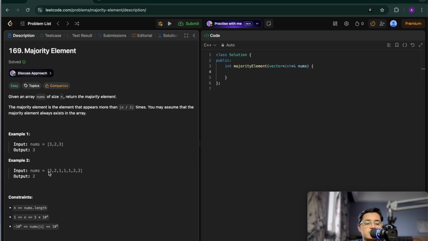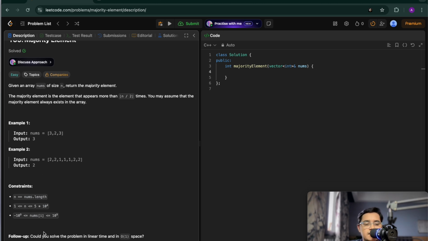And in the second test case, we have 2, 2, then three 1s, then 2, 2. So this is the array. If we divide 7 by 2, that would yield 3. So we have to return the element which appears more than 3 times. 2 appears more than 3 times, and that is pretty much it. And an interesting follow-up that they ask is, could you solve the problem in linear time and in O(1) space? So let's dive into the solution.